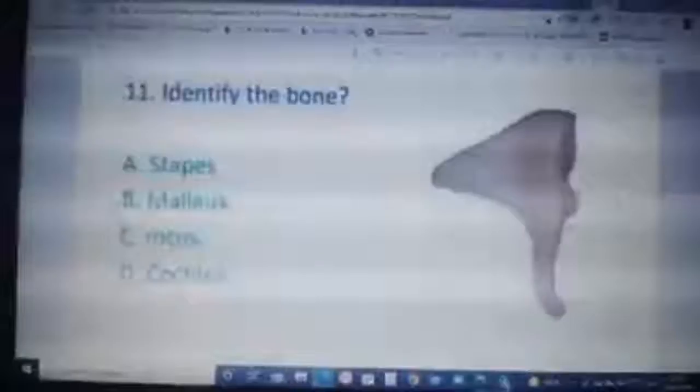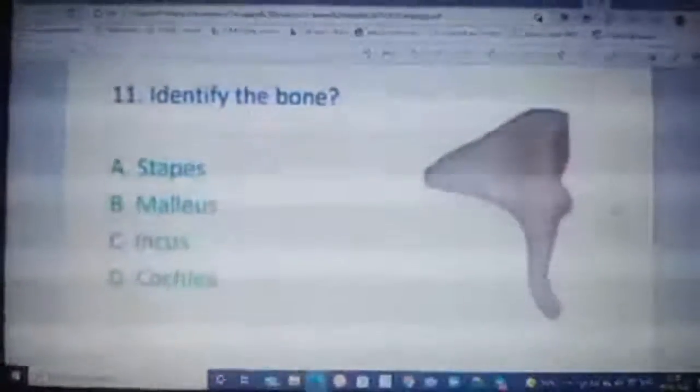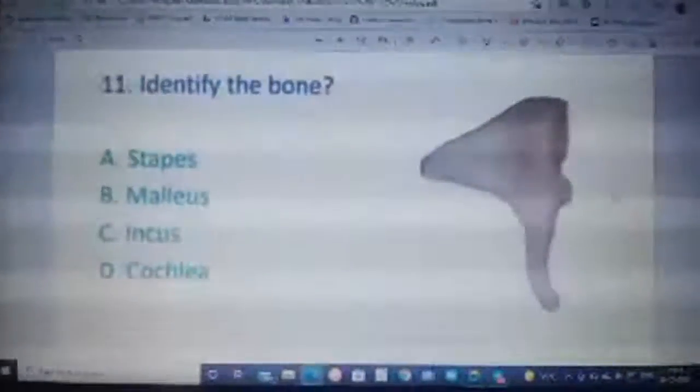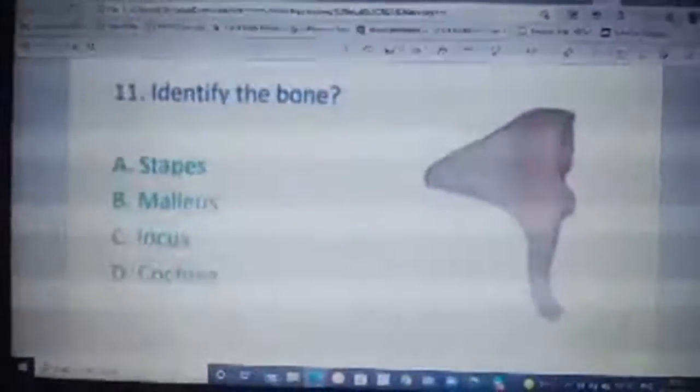And identify the bone. This is a simple basic question, but it also needs some thought. It is not a rounded shape and not the hammer type, so it is not the malleus. It is not the small bone, so it is not the stapes, and it is not the cochlea because it is a bone. So the answer here will be incus.